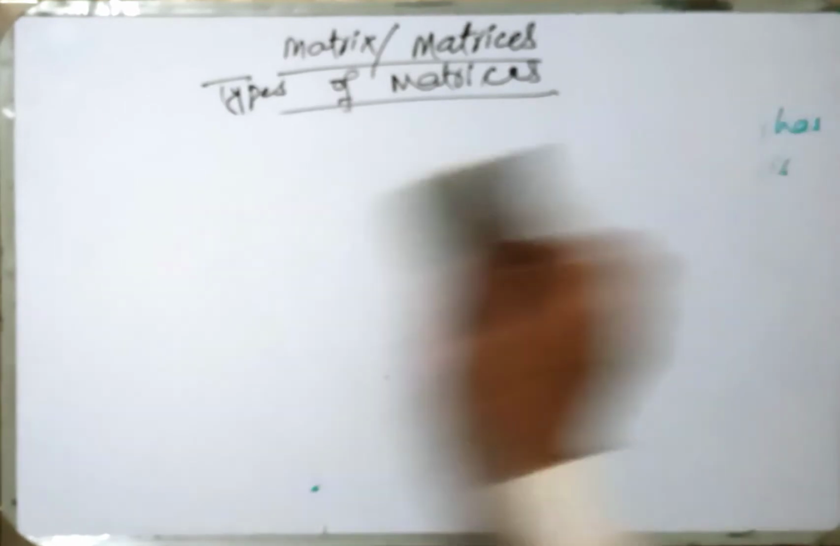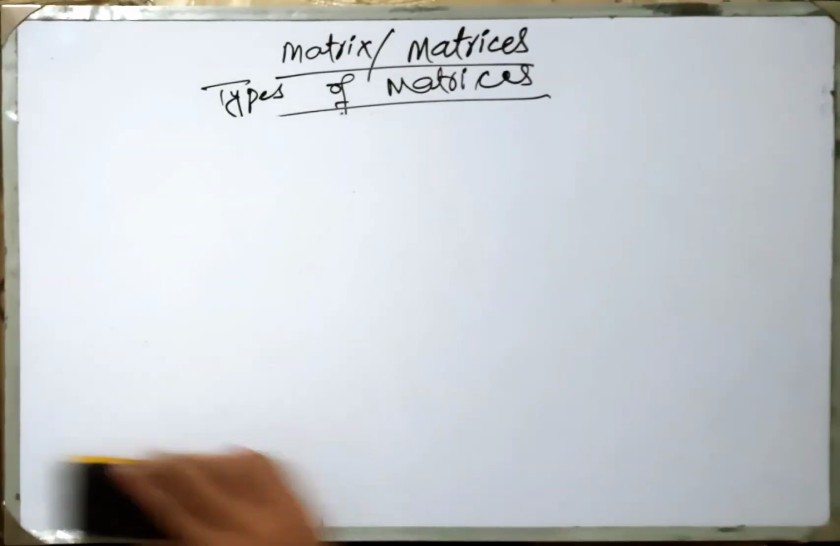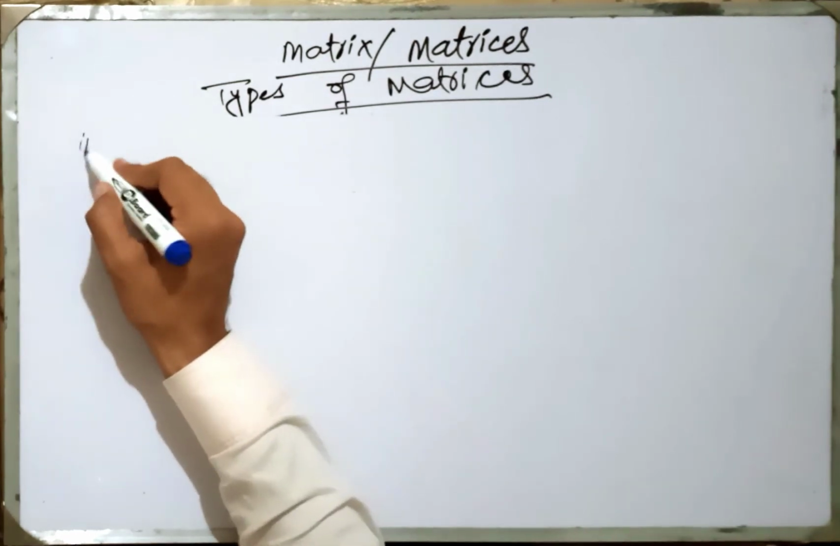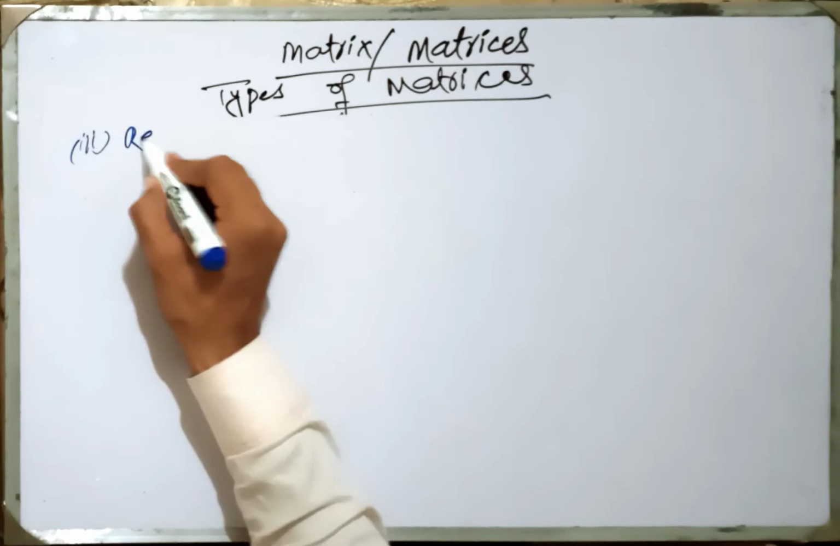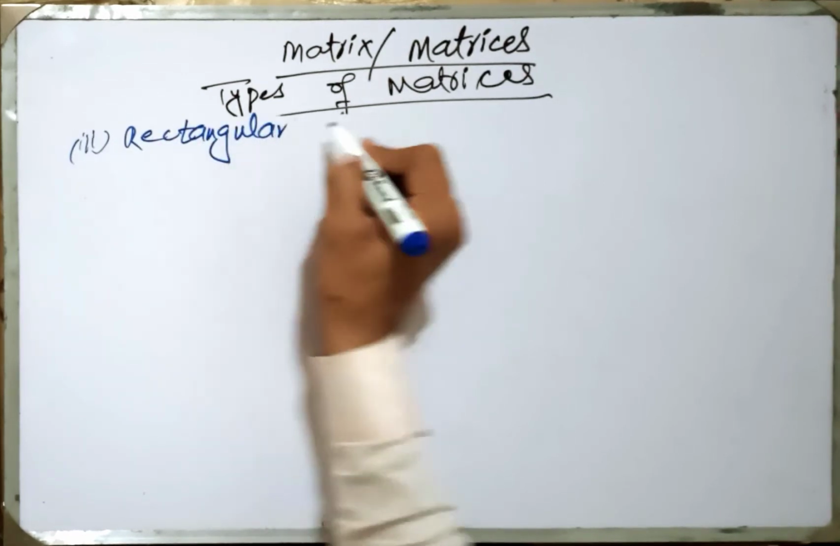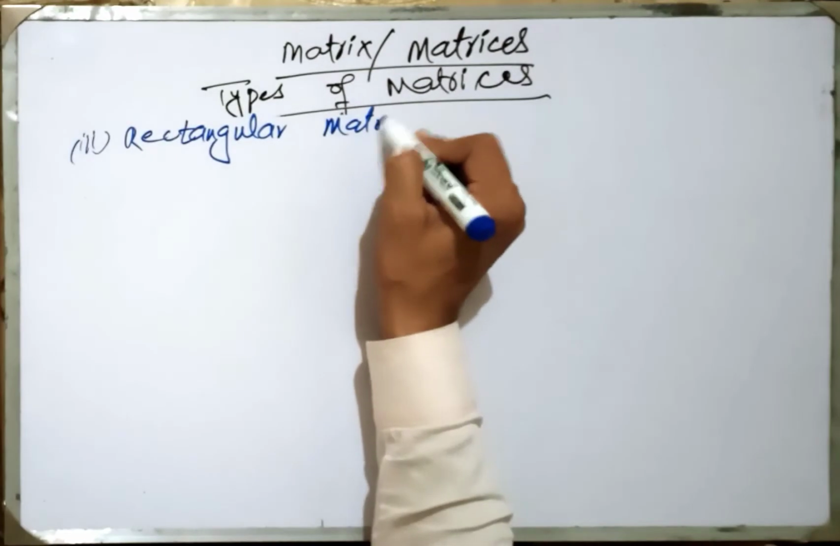Now the third type of a matrix, which is known as rectangular matrix.